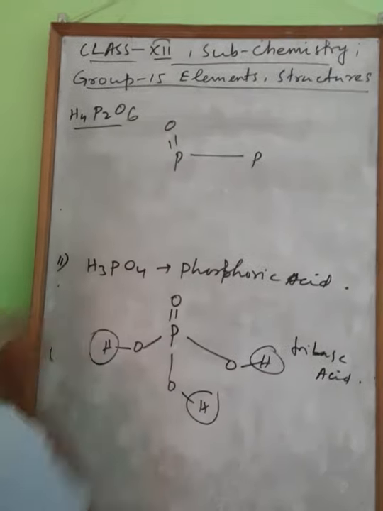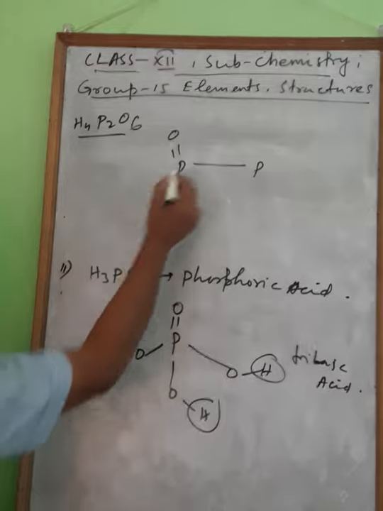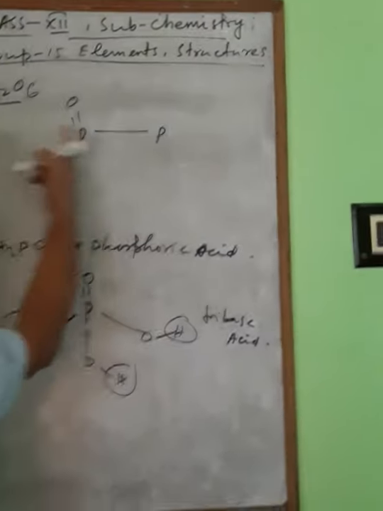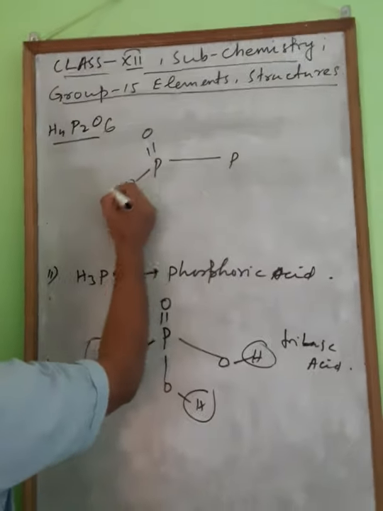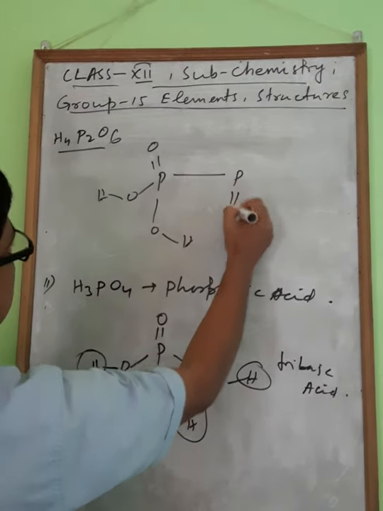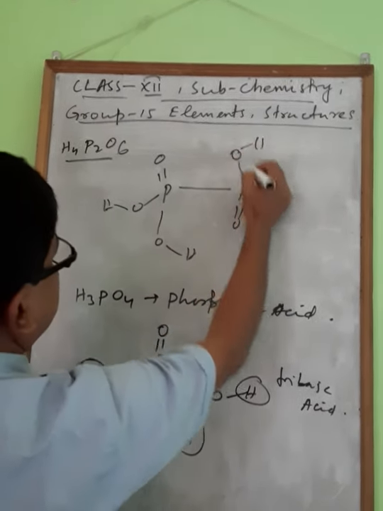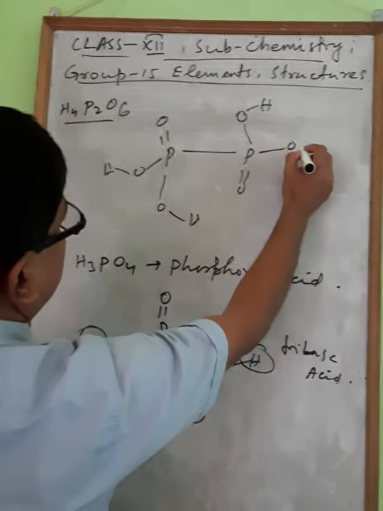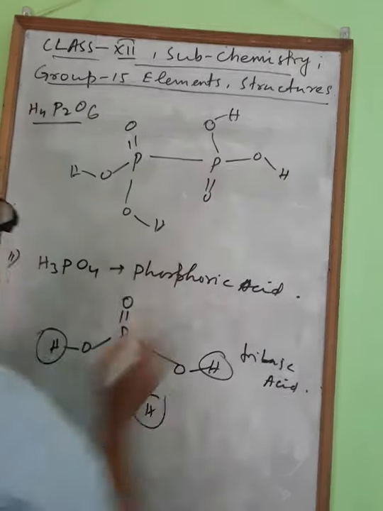Okay, oxygen, and each phosphorus will get 1 hydrogen. OH, and OH. So look at this.